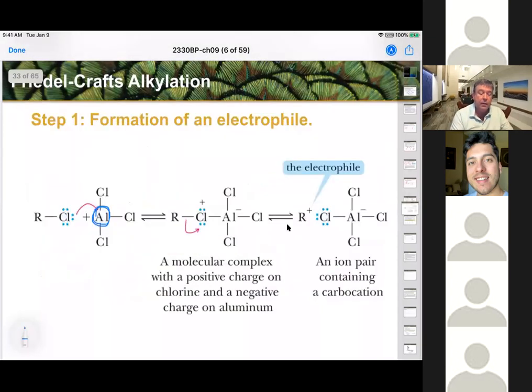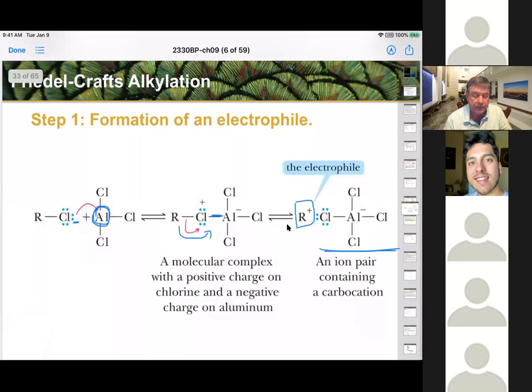So the electrons from the chlorine can come out and reach out and make a bond, just like they did with the iron chloride in the chlorine one. Okay? But it's different because we need to make a stronger connection. Once we do that, the electrons that are in between the alkyl halide and the carbon transfer to give us our carbocation and our counterbalancing ion, aluminum tetrachloride. Now, that carbocation is now our electrophile.